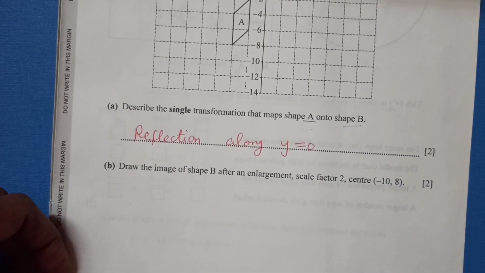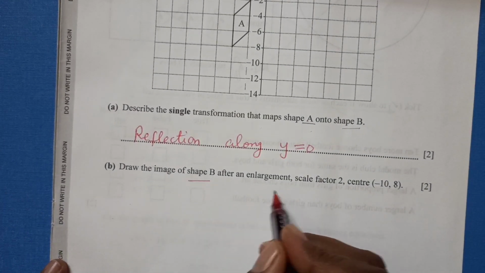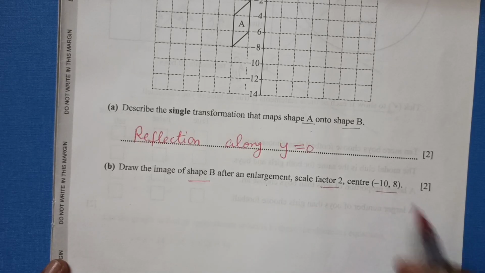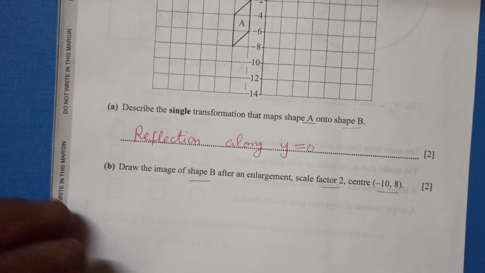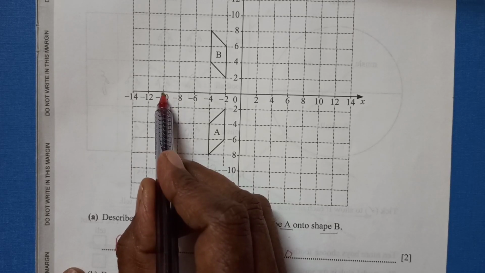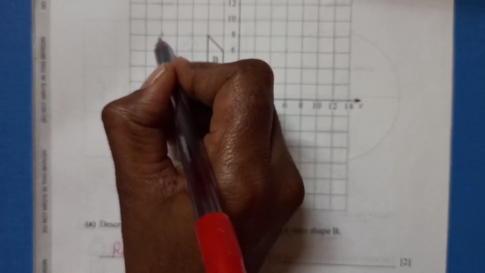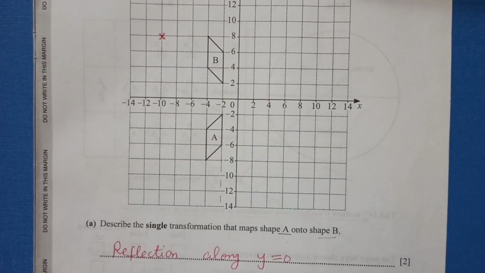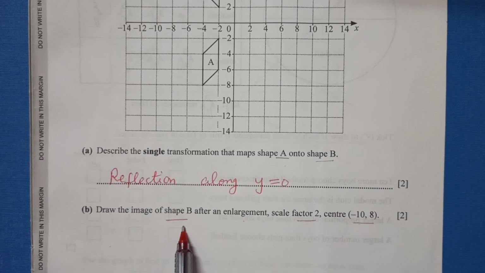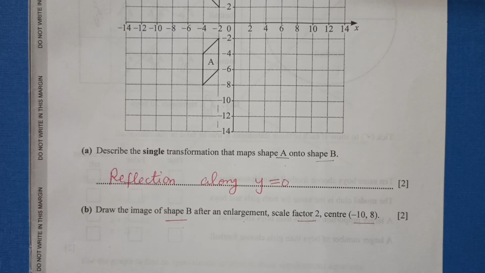Next, draw the image of shape B after the enlargement, scale factor 2 and center (-10, 8). So first we need to see where is (-10, 8). -10 is here and 8 is here. So this is our center here. So we are going to enlarge shape B with a scale factor of 2.